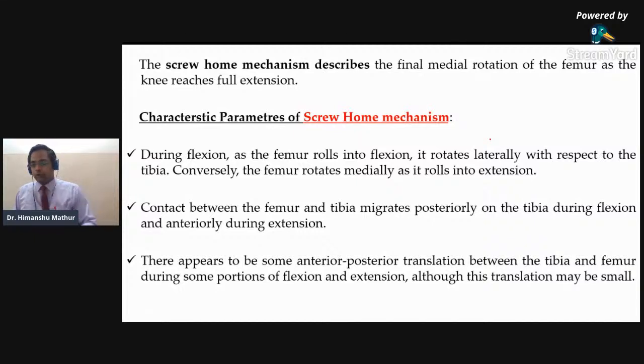Everybody can write it in the comment box. Fast. Which movement or which exercise requires closed kinematic chain knee flexion? 10 seconds.